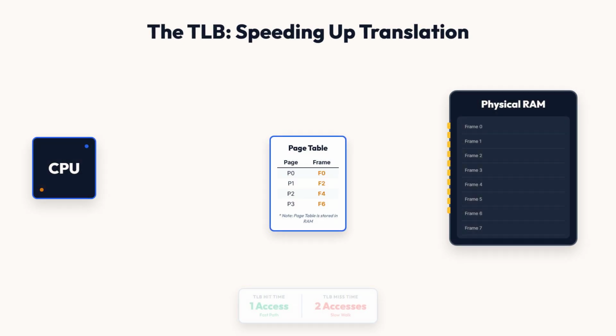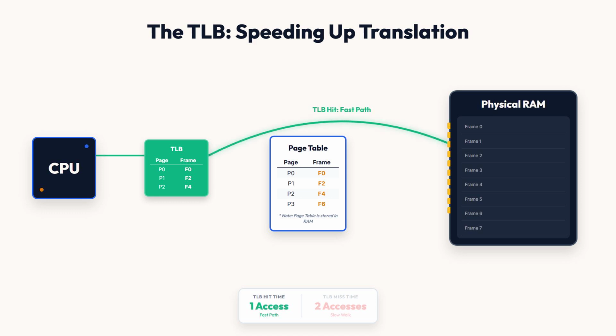To make the system fast enough to actually be usable, we needed one final piece of hardware called the TLB. Think of the TLB as a fast address cache. It simply stores the most recent translations the CPU has made. Now, when the program asks for a memory address, the CPU first checks this tiny lightning fast buffer. If the translation is already in there, what we call a TLB hit, the address is translated instantly with zero extra trips to RAM.